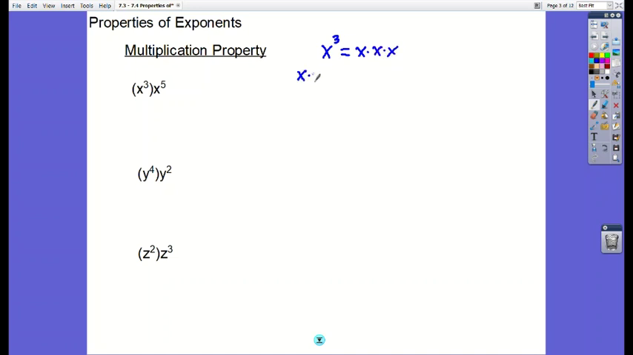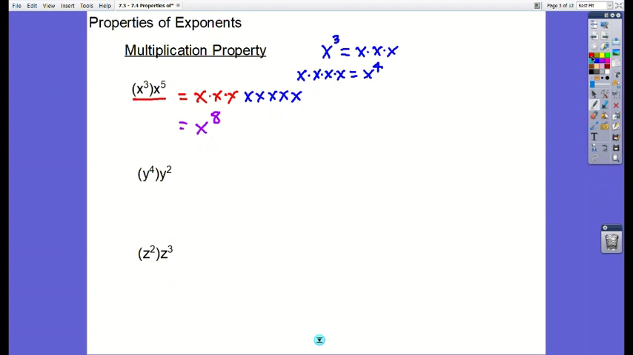If we had something like x times x times x times x, this would become x to the fourth. This is 4 x's multiplied together. So something like x cubed times x to the fifth, we are going to expand. We'll expand x cubed, which becomes x times x times x, and we will expand x to the fifth, x times x times x times x times x. If we add these up, we end up with 8 total x's. When we condense this down, this becomes x to the 8th power, x multiplied by itself 8 times.